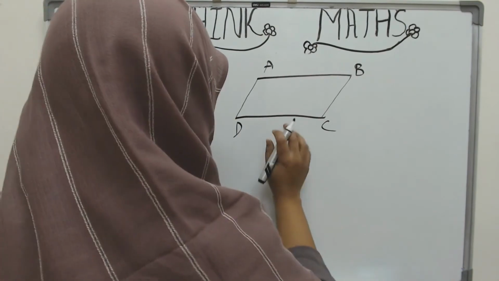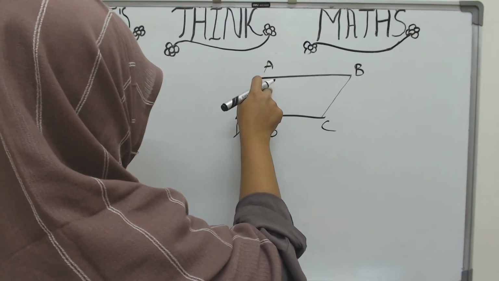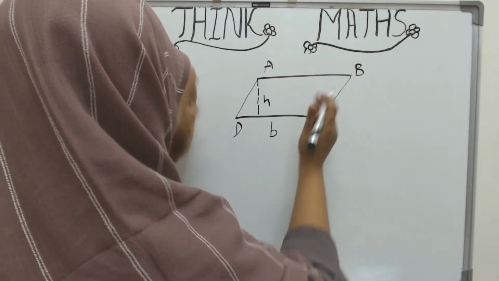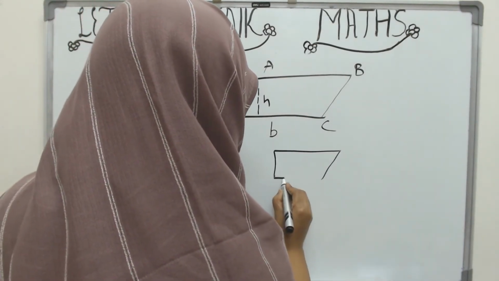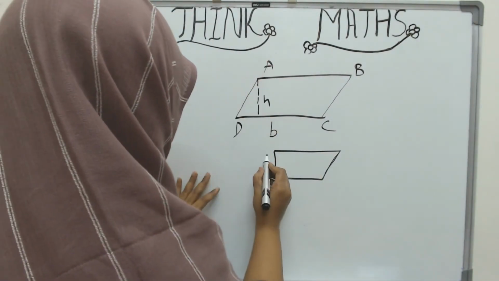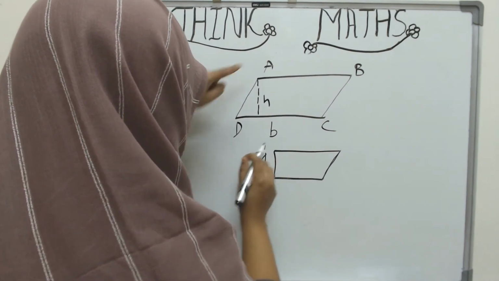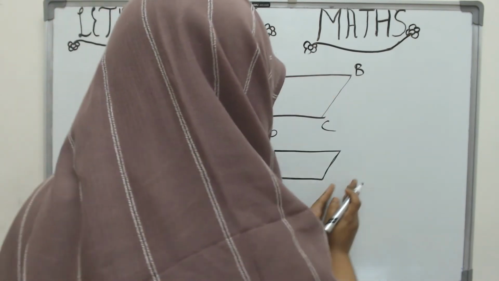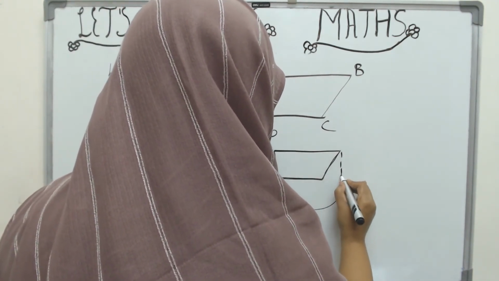So let us see. Suppose one side is B and its corresponding altitude is H. So what if we break it here? Then it will look like this. Right? And what will this separate part look like? This separate part will look like this, which is this part and this part. Now, what if you take this part here, move it here, then what will this look like? It will look like this.